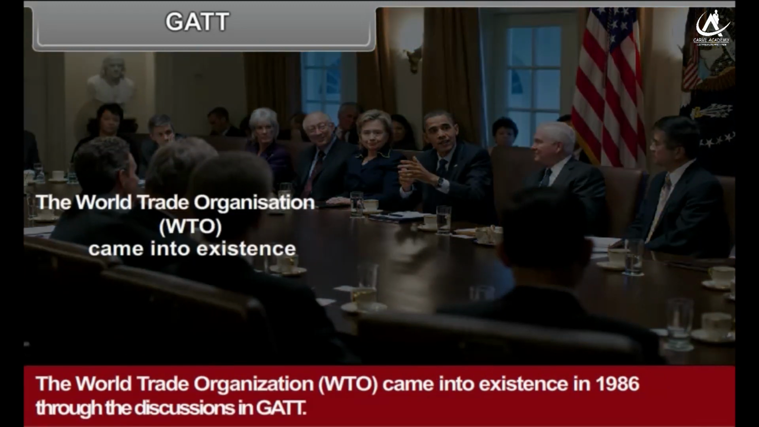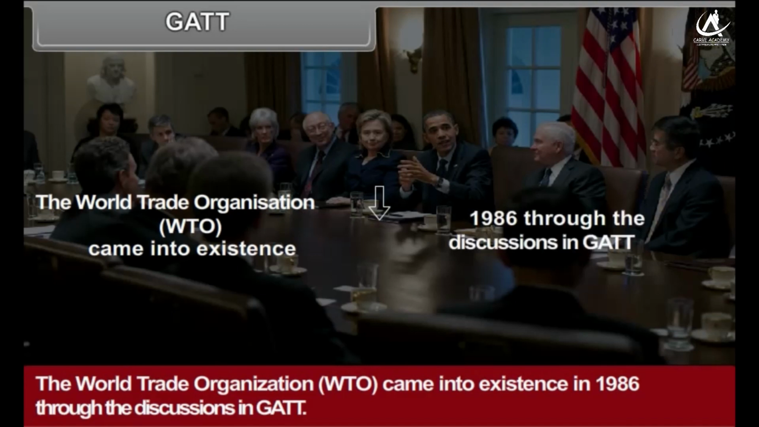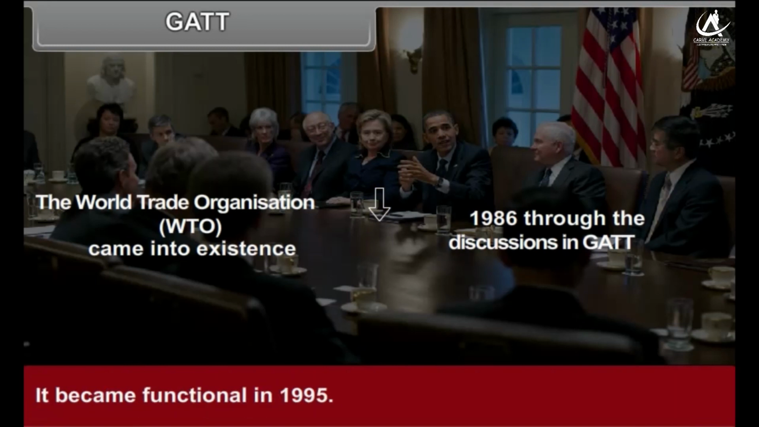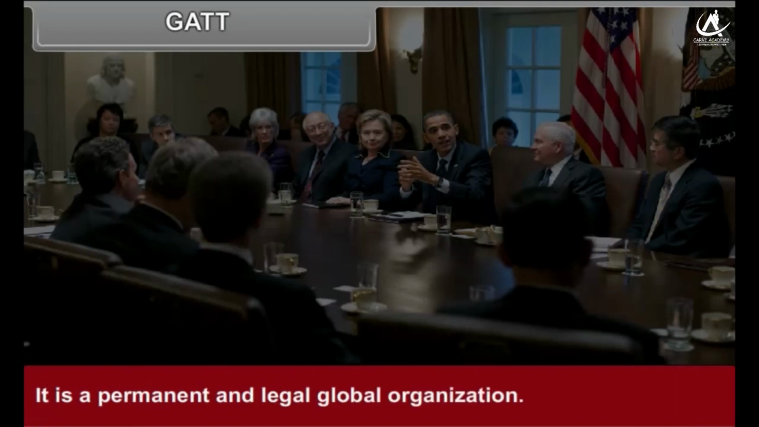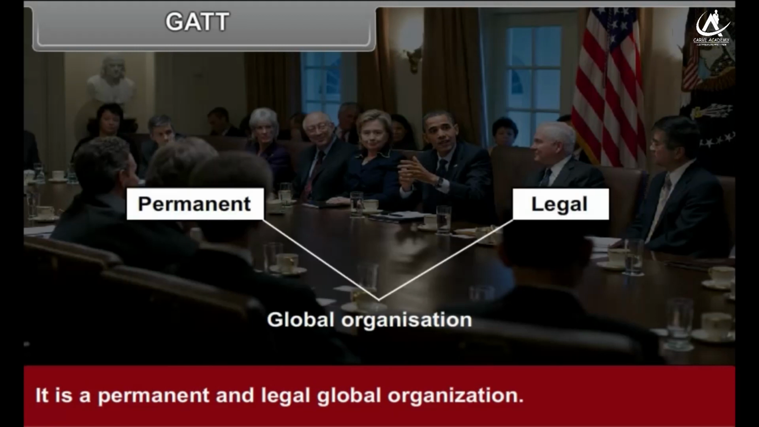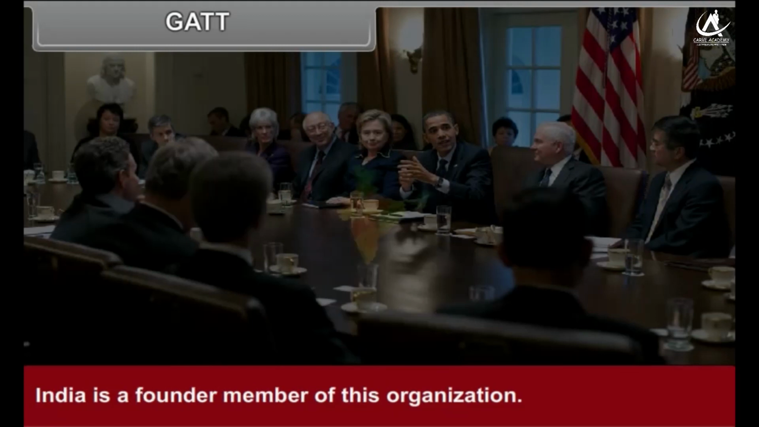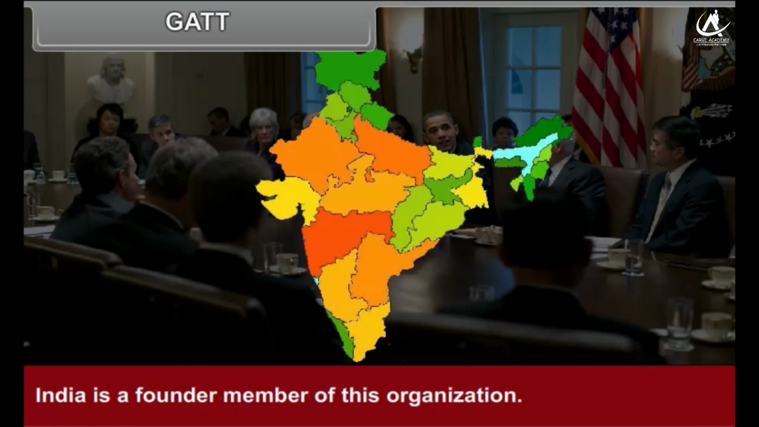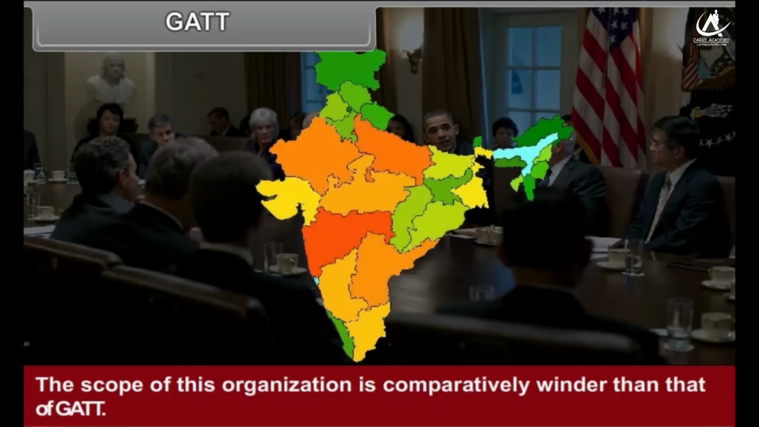The World Trade Organization (WTO) came into existence in 1986 through the discussion in GATT. It became functional in 1995. It is a permanent and legal global organization. India is a founder member of this organization. The scope of this organization is comparatively wider than that of GATT.